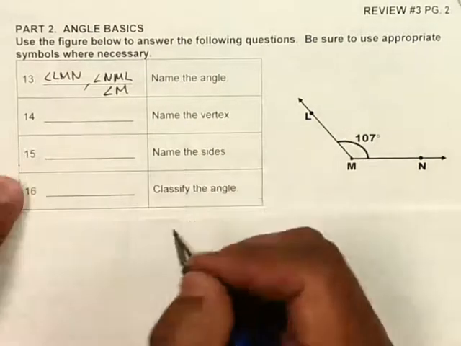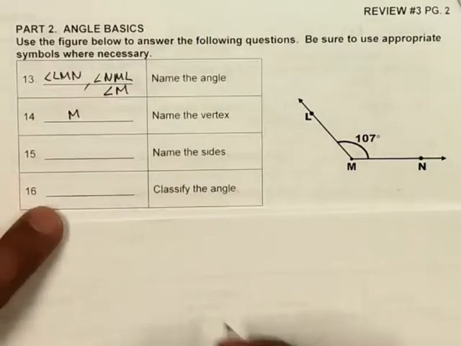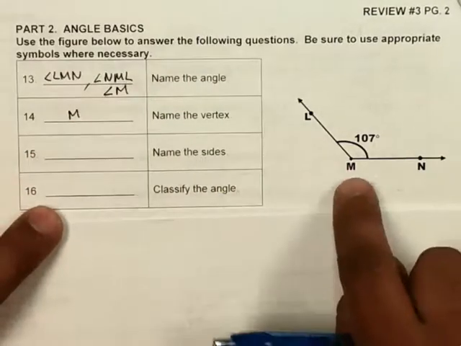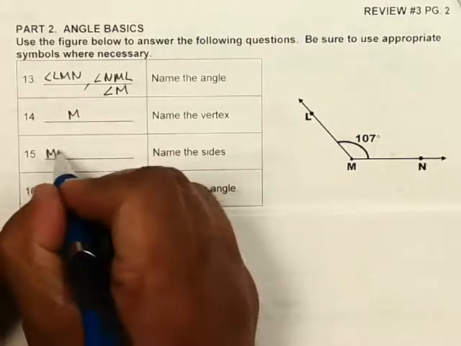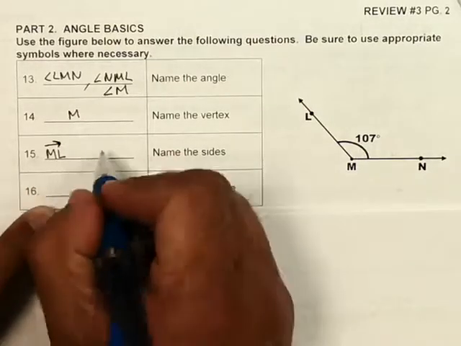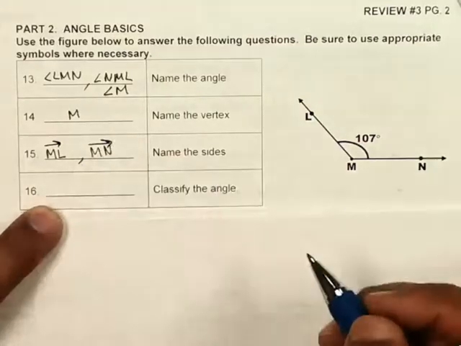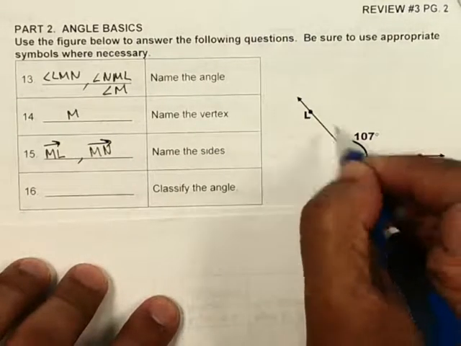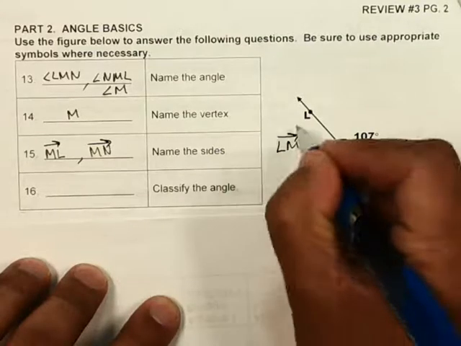All right, so name the vertex. That's going to be point M. Remember, that has to be a capital letter. Name the sides. The sides are the rays. So because they're rays, we have to start with the M point. So that would be ray ML. And then we would also have ray MN. And just on a side note, remember that I have to start with the M point, so I cannot call it ray LM. That would be inaccurate.